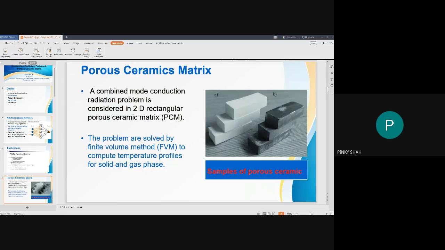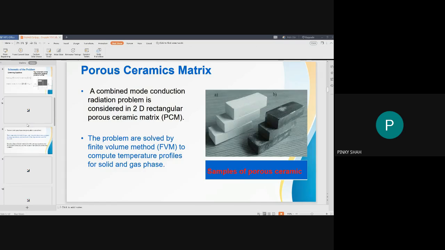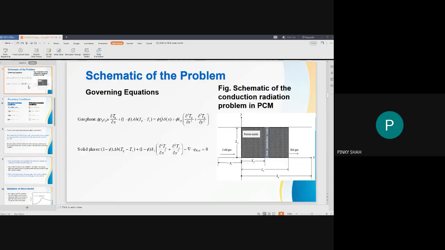Okay, sir. Moving toward the porous ceramic matrix, here a combined mode conduction-radiation problem is considered in a 2D rectangular porous ceramic matrix. The problem is solved using the finite volume method to compute the temperature profile for solid and gas phases. This is the governing equation for the gas phase and the solid phase, and here is the diagram which we have used.